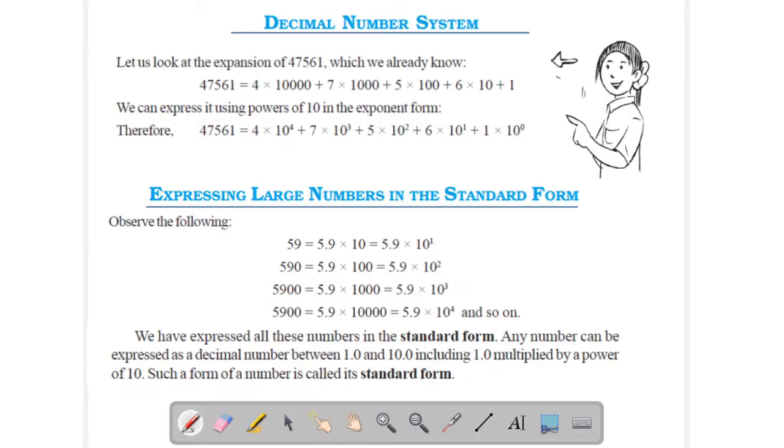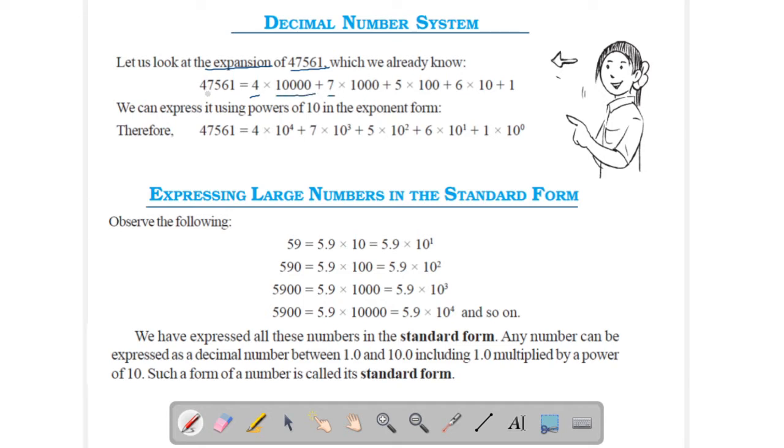Good morning, students. Today we will study decimal number system. Let us look at the expansion of 47,561, which we already know. You can write it in expanded form. This can be written as 4 into, here what is the place value of 4? It is 10,000. Here 4 into 10,000 plus 7.